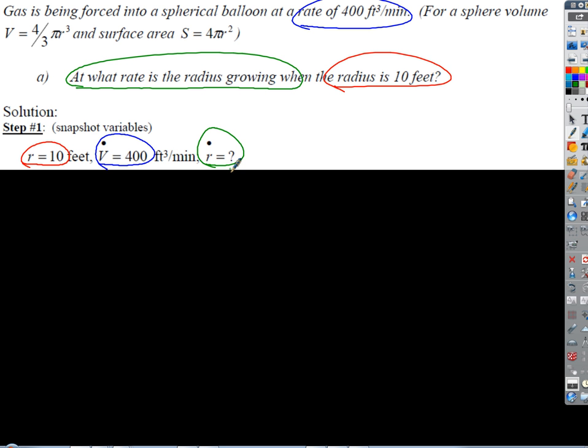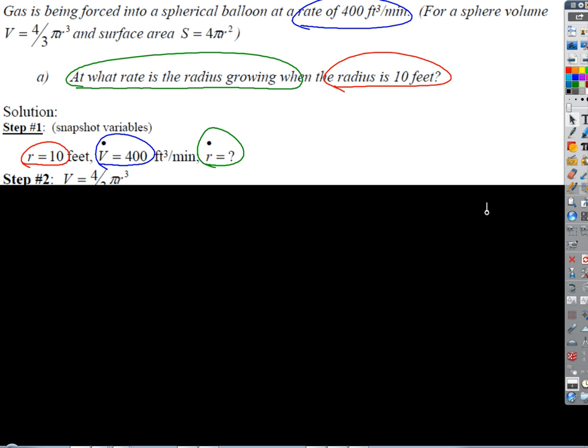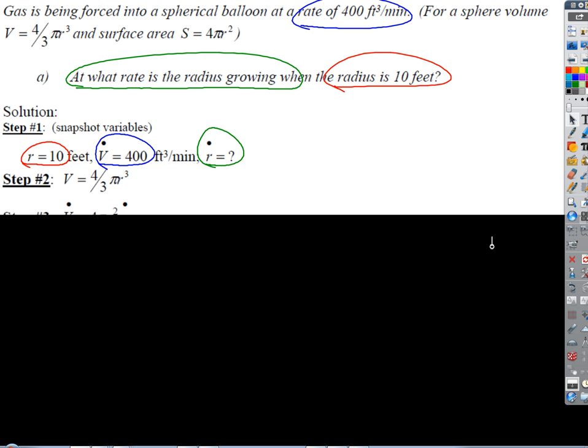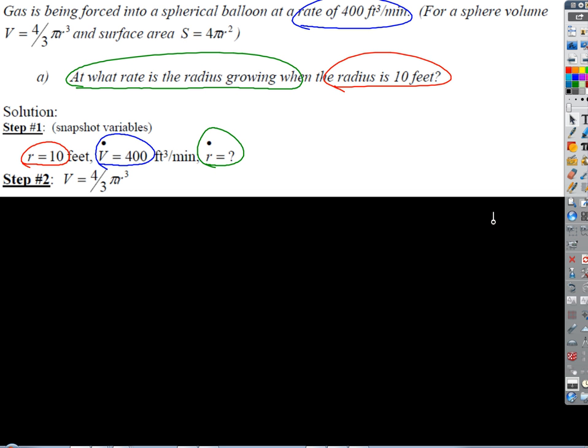Okay? So let's look at step two. Step two is we've got to identify what we're going to call the parent equation. If we were to blur our calculus vision here and ignore the dots, so we're ignoring any rates, what are the static quantities that are involved in this problem? If we ignore the dots, it just looks like we've got V's and R's, right? So we want to find the equation that relates those static quantities.